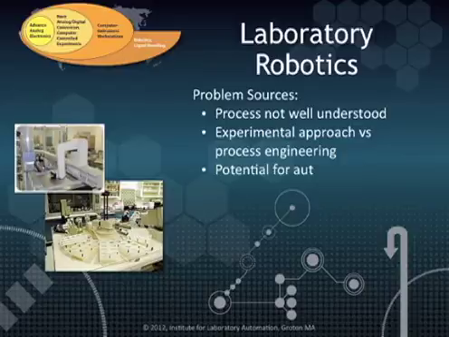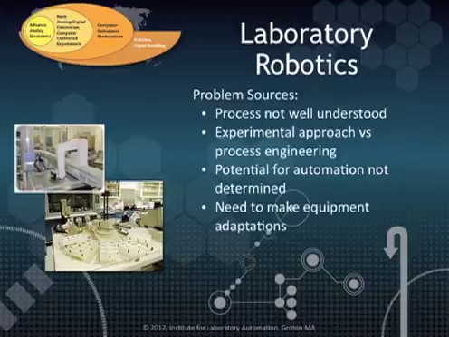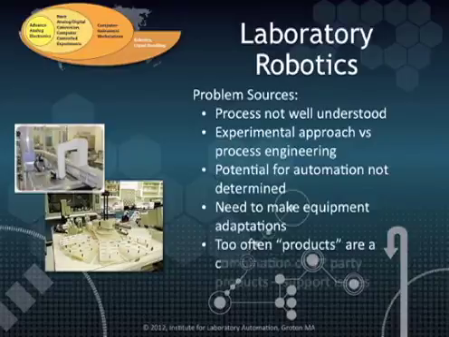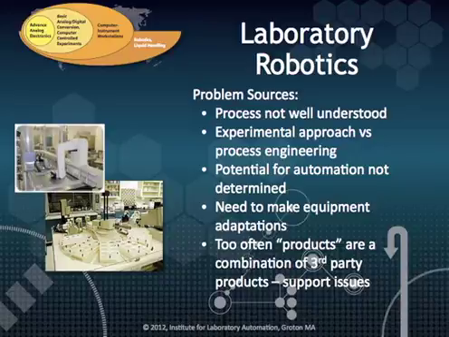Third, the potential for automation was not examined before the project was done. People assumed that they could automate something without understanding all the details that went into successful automation programs. As noted above, there was a need to make adaptations to equipment which was expensive and not always successful. Too often, systems were a combination of third-party products that were not designed to work together. Having them function as a unit was left as an exercise for the user, and a change in one component, for example a software upgrade, could completely stall the entire system.